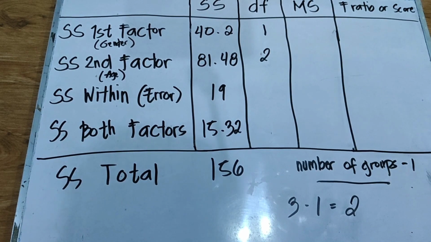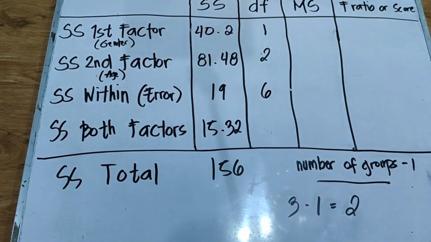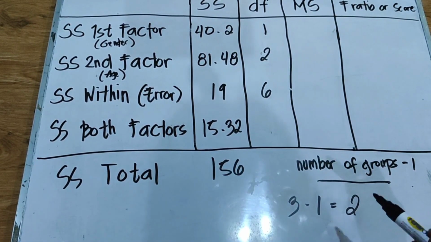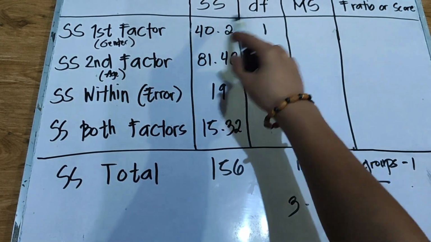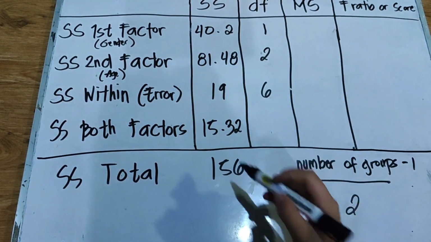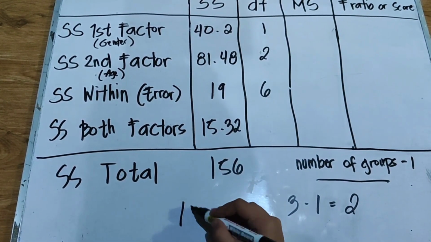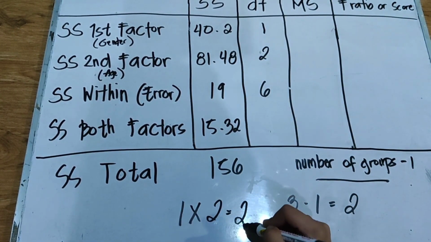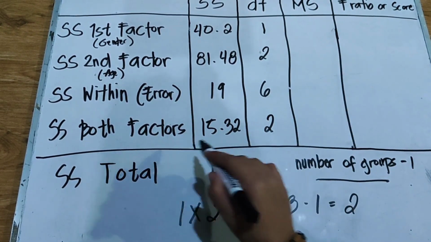And then for the within or error, DF niya is 6. Then to get the degrees of freedom for both factors, we need to multiply the first factor's DF to the second factor's DF. So DF sa first factor is 1 multiply by second factor's DF, which is 2, equals 2. So 2 ang DF sa both sum of squares both factors.